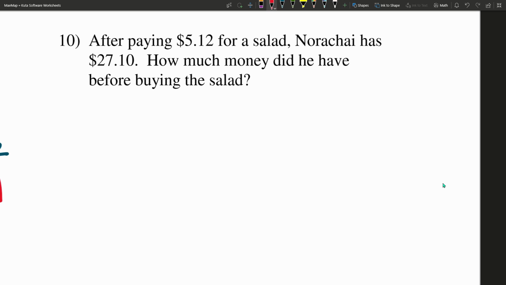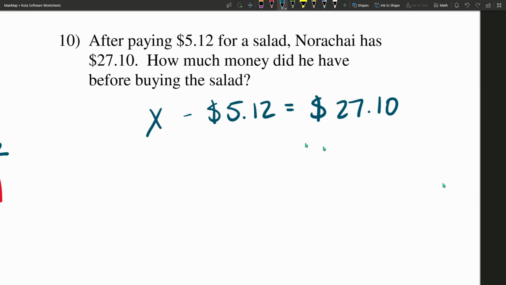In number 10, after paying $5.12 for a salad, Norachai has $27.10. How much money did he have before buying the salad? So the amount of money that he had before buying the salad, I'll call this variable X. Once that salad money was removed from that total amount, we know that Norachai now has $27.10. So X, our total starting amount, minus the cost of the salad is going to equal how much we have now. So what are we going to do? In order to isolate our variable X, we're going to add the $5.12 to both sides.